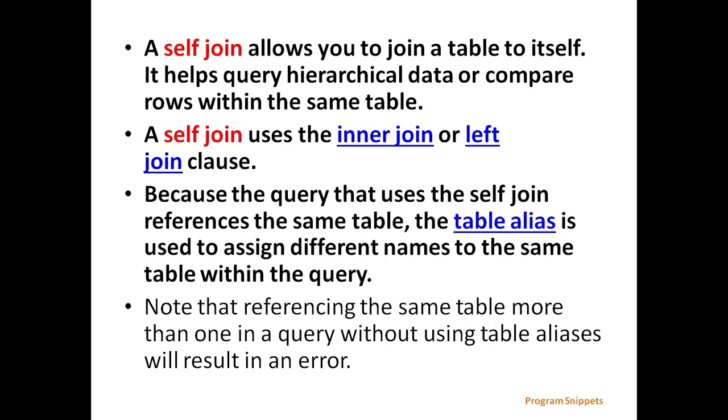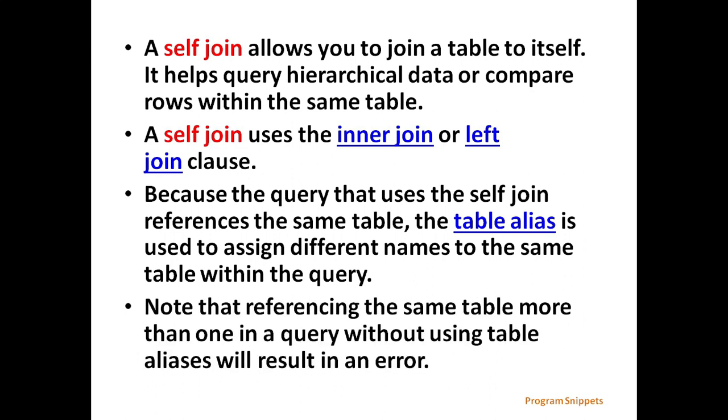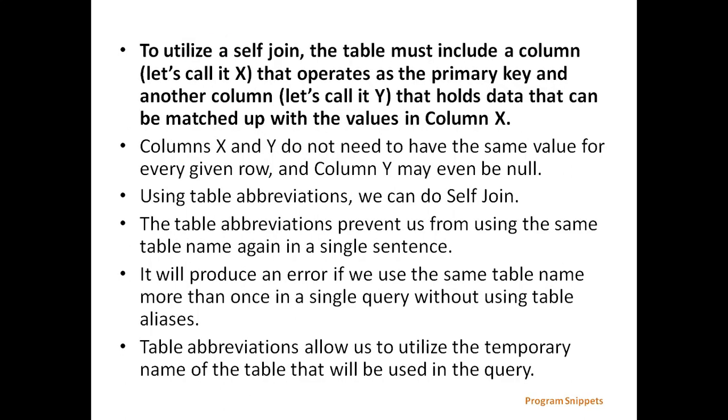Since the query that uses the self-join references the same table, a table alias is used to assign different names to the same table within the query. Note that referencing the same table more than once in a query without using a table alias will result in an error.